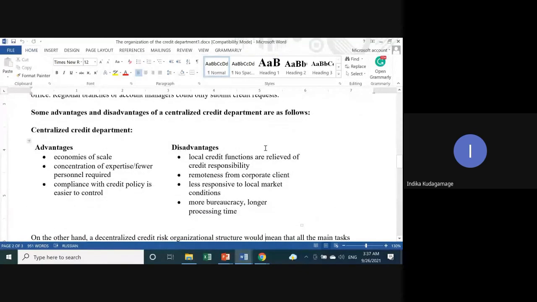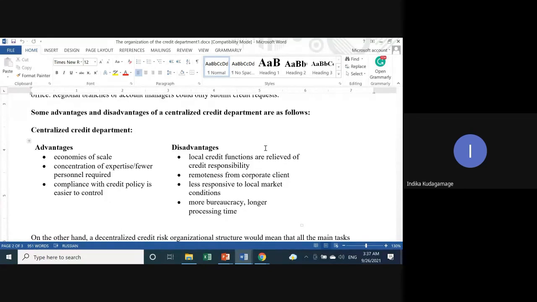Advantages and disadvantages of a centralized department. Economies of scale: you can have larger loan output with very few people. If it is decentralized, I need very good credit officers in each branch. If I have 10 credit officers at the center, they can process all the loans. Concentration of experts, fewer personnel required. Compliance with credit policy is easier to control. Why? Credit policy is given centrally.